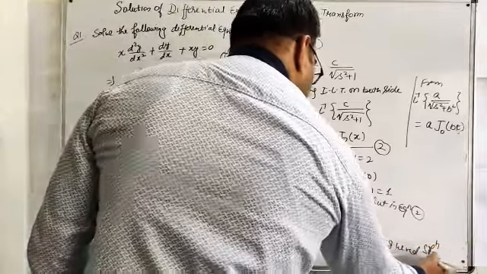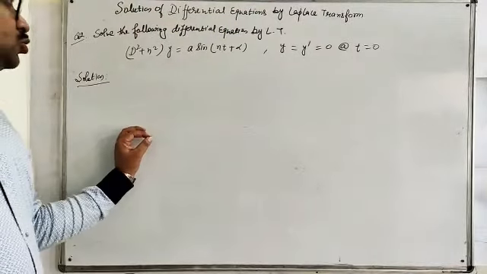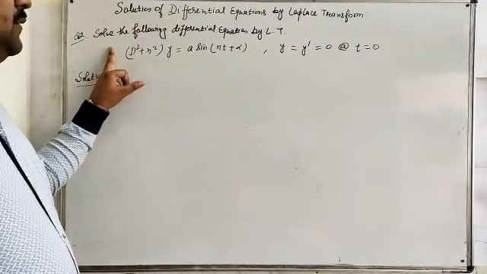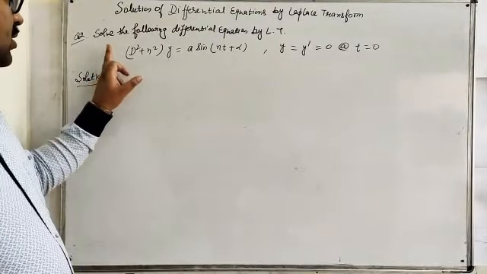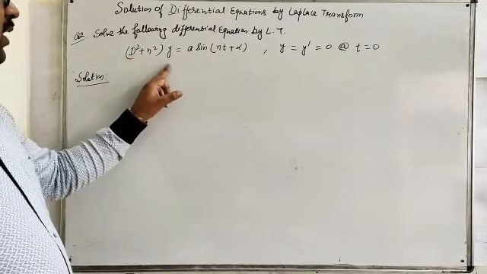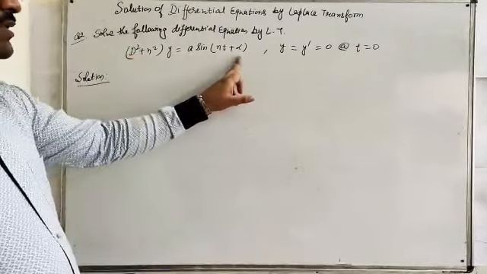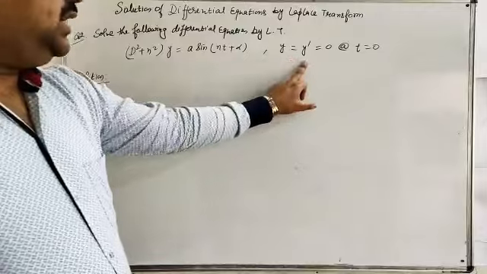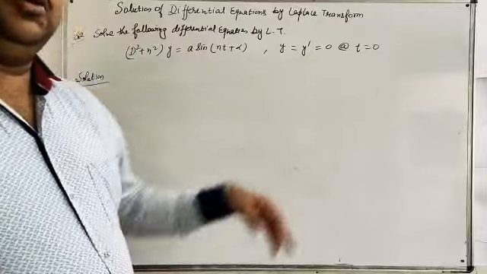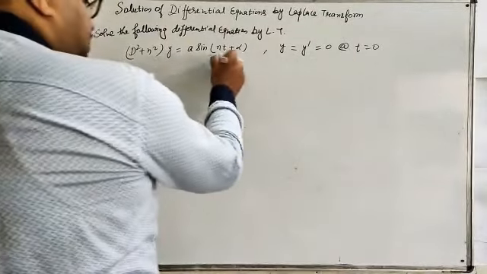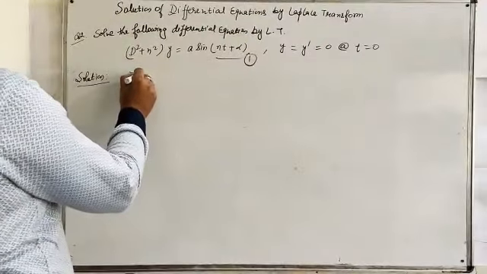So moving on to the next problem. The second problem is: solve the following differential equation by Laplace transformation. (D square plus n square) y is equal to a sin(nt plus alpha), y equals y dash equals 0 at t equals 0. Let it be equation number 1.